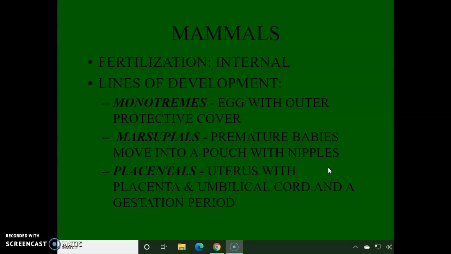You have the monotremes, an egg with an outer protective cover. The marsupials, they have very premature babies that move into their pouch like the kangaroo and the opossum. And the nipples are in there where they can feed and grow and develop in their mom's pouch. Then we have the placentals, like us. We have a uterus with a placenta, an umbilical cord, and a gestation period. Gestation period is a pregnancy time. And different mammals have different amounts of time that they are in gestation.